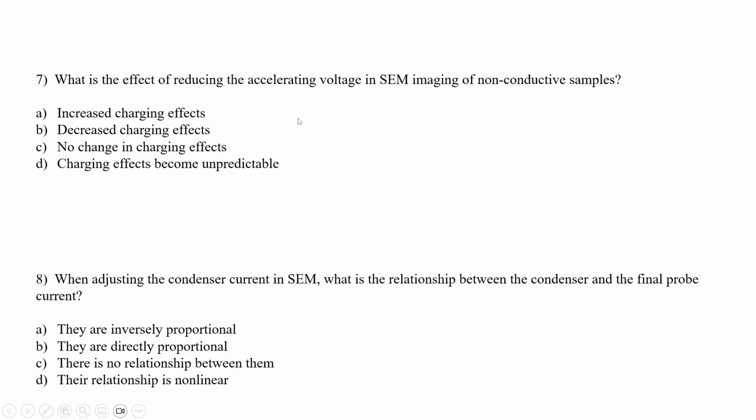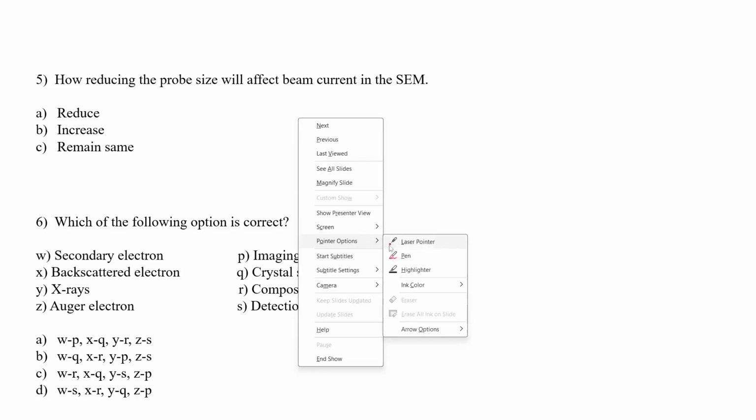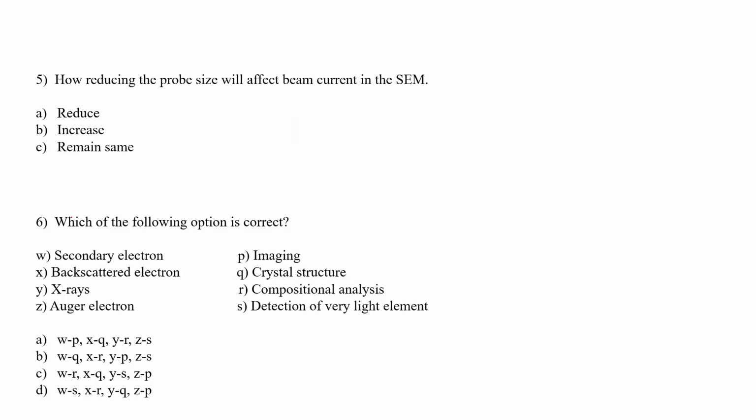The next question says, which of the following options is correct? Secondary electrons, back secondary electrons, X-rays, and auxiliary electrons. Related to what things? Imaging, crystal structure, compositional analysis, detection of very light elements. The secondary electrons are used for what purpose?